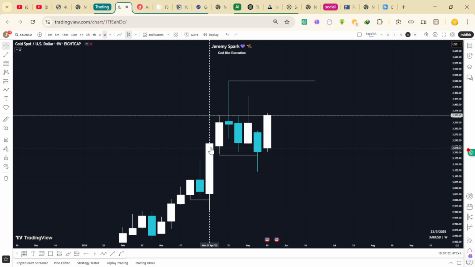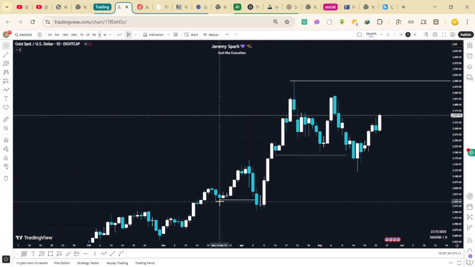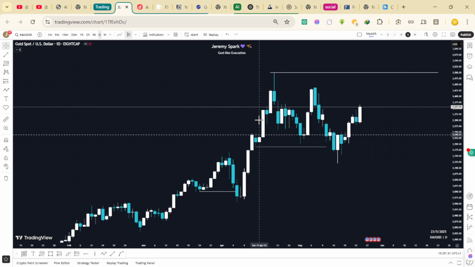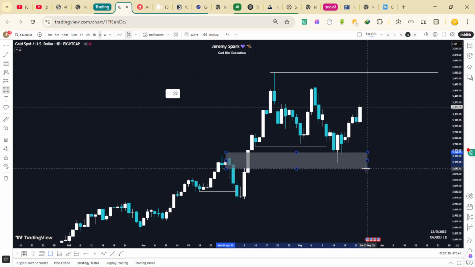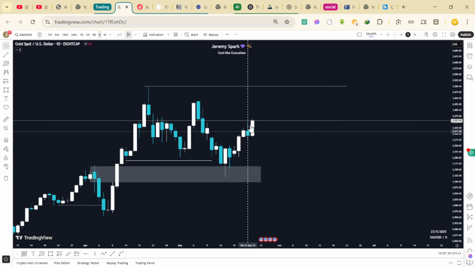We had a sweep here, market broke structure. We had another sweep, market broke structure. Let me drop down to the daily so you can see clearly. So this is our sweep, market broke structure. And in breaking structure, we had what? A breaker block, which was respected accurately. And what's happening here? Market is expected to take out this high on the daily.